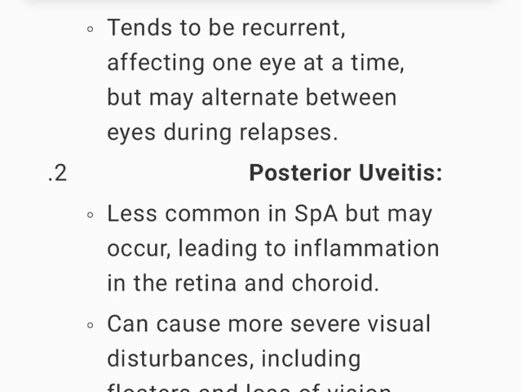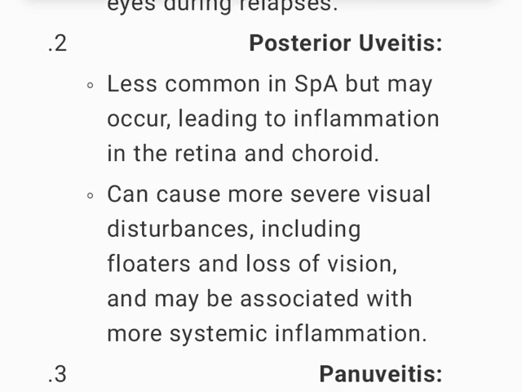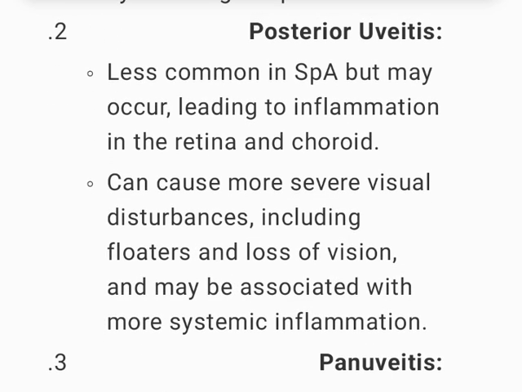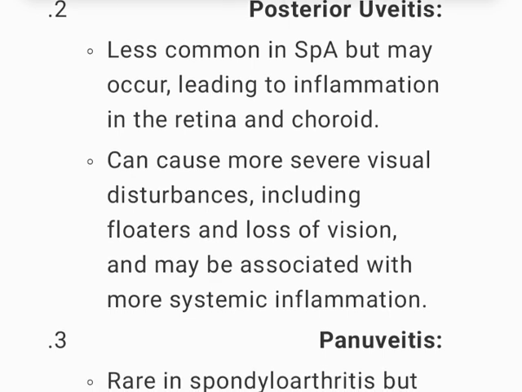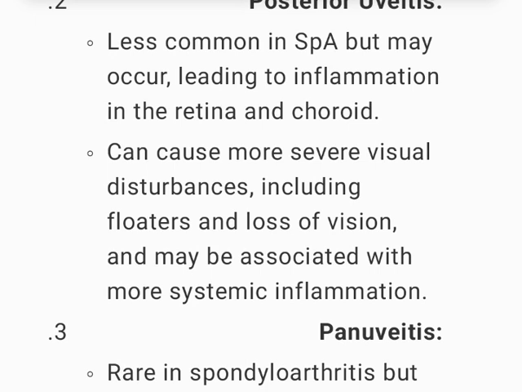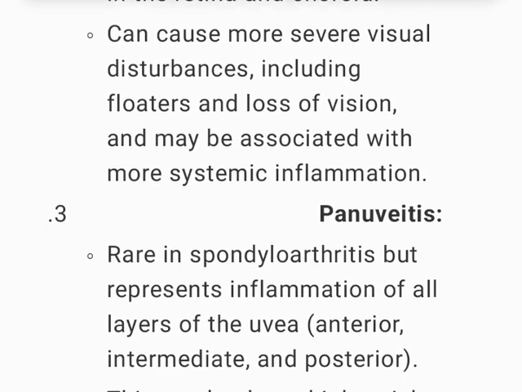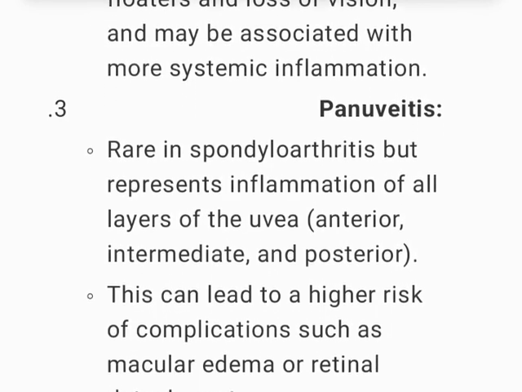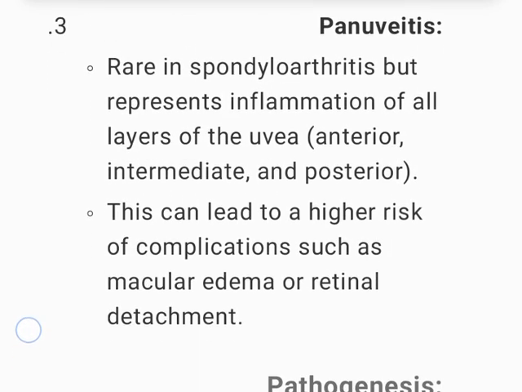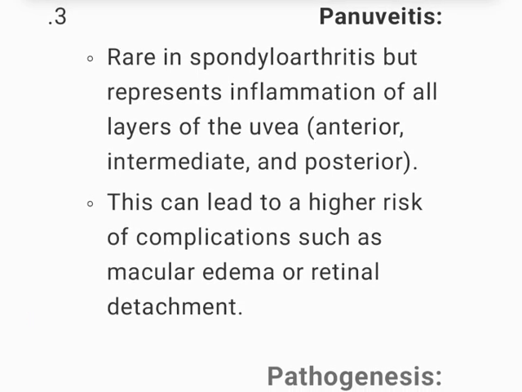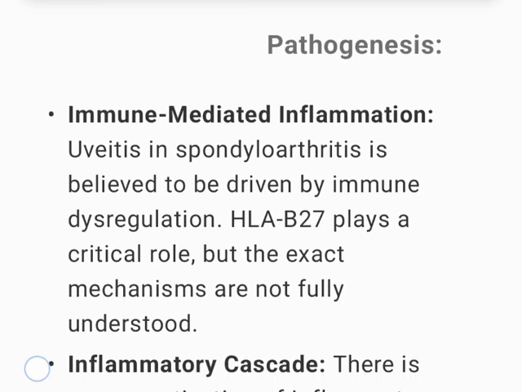2. Posterior uveitis, less common in SpA, but may occur, leading to inflammation in the retina and choroid. It can cause more severe visual disturbances, including floaters and loss of vision, and may be associated with more systemic inflammation. 3. Panuveitis, rare in spondyloarthritis, but represents inflammation of all layers of the uvea: anterior, intermediate, and posterior. This can lead to a higher risk of complications such as macular edema or retinal detachment.